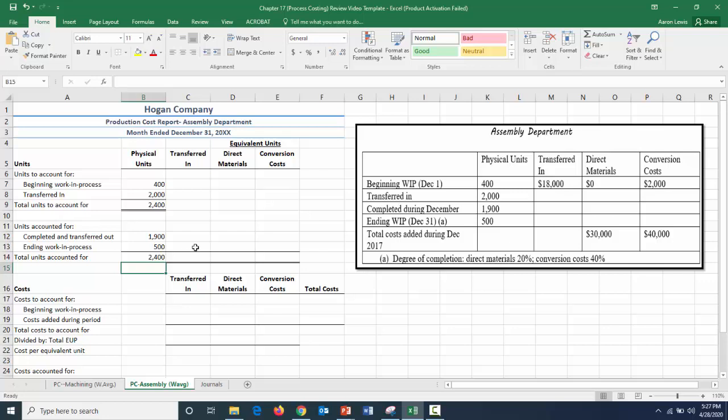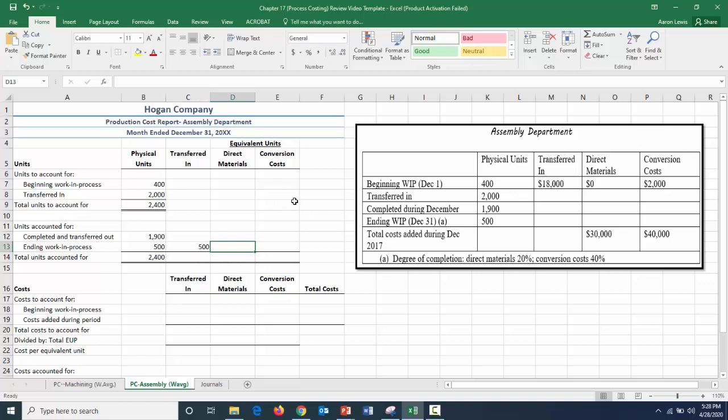So for transferred in, let's start with ending work in process. They would have never been transferred in if they weren't complete for all of the costs of all the departments we transferred in for. In other words, all of these units that were transferred in have to be complete for all of the costs associated with the machining department. So if we had 500 units in ending WIP, all 500 of them have to be complete for all the costs that were transferred into us.